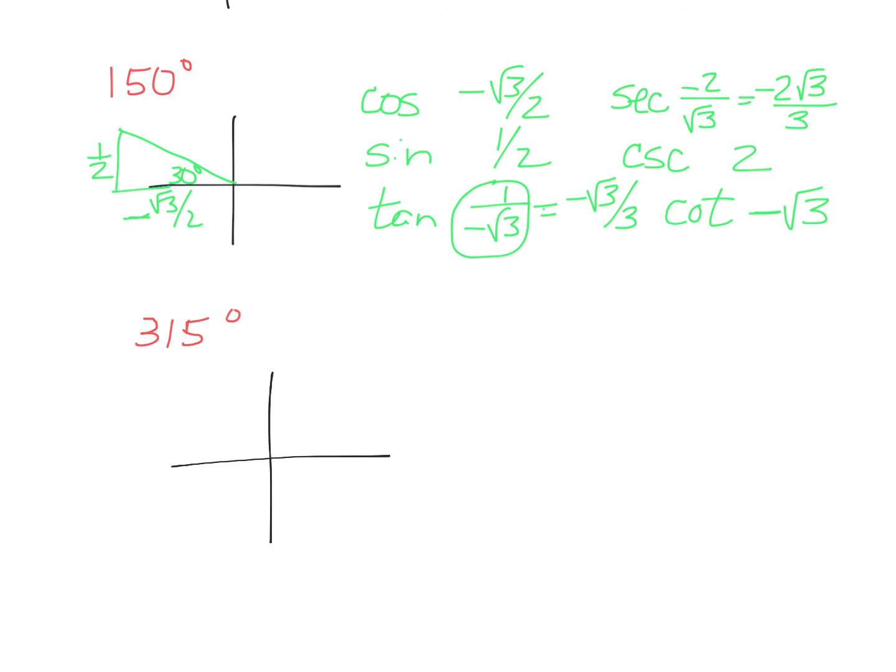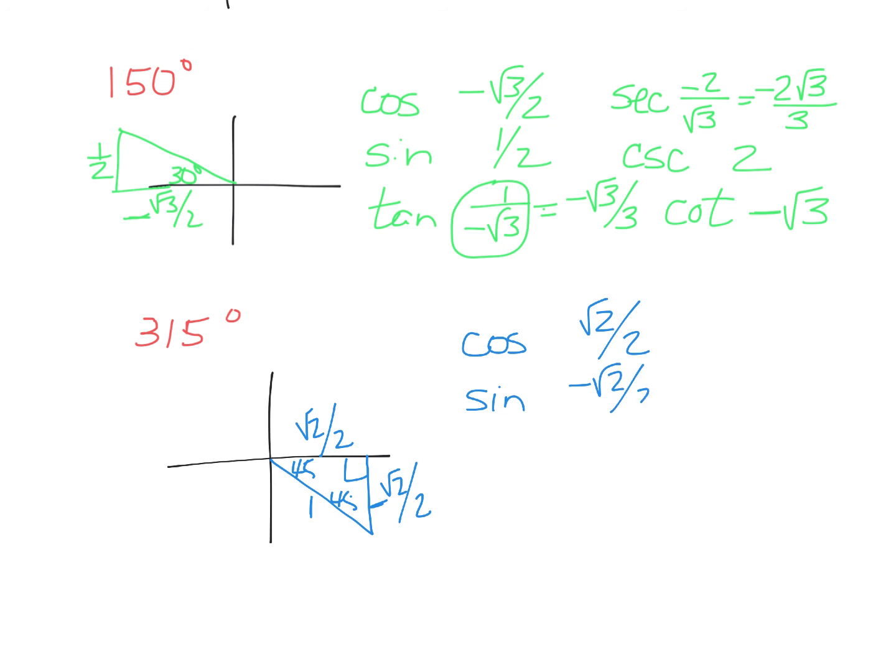315. 315 is going to be an angle in the fourth quadrant. And if I do that, I would form a 45, 45, 90 triangle. So if this is my unit circle, we have found that both of these legs would be √2 over 2, with this one being negative. So therefore, the cosine of 315 would be √2 over 2. The sine of 315 would be -√2 over 2. The tangent of 315 would be a -1, dividing the y by the x.